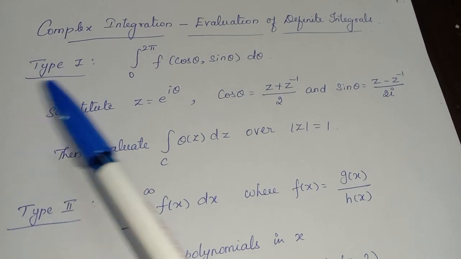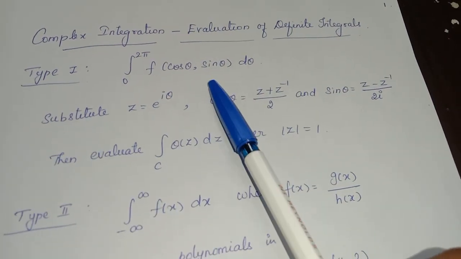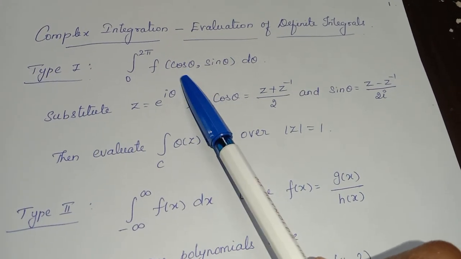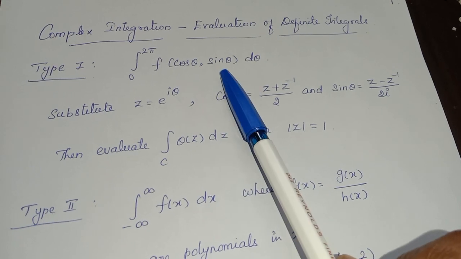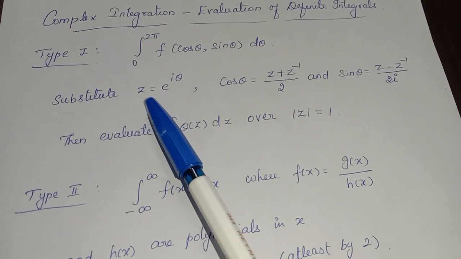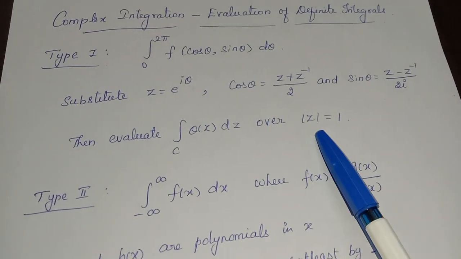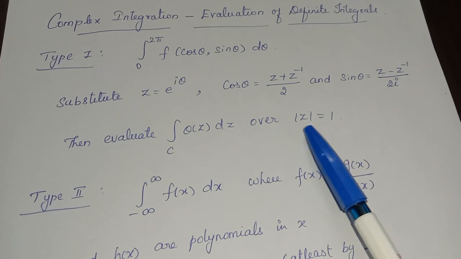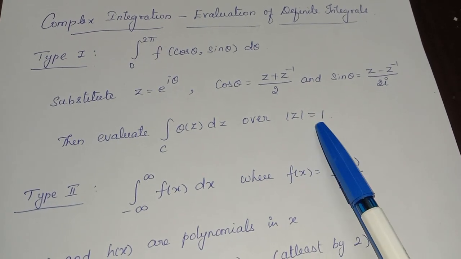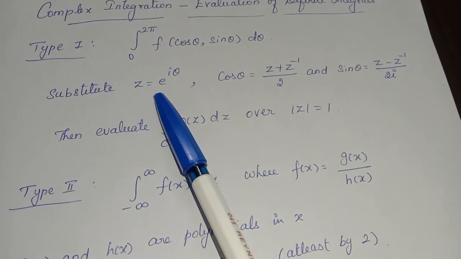The first type is integral 0 to 2 pi f of cos theta, sin theta d theta. That is, the integrand is a function of sin theta and cos theta. In that case, the substitution we are going to make here is z equal to e power i theta over the unit circle, mod z equal to 1. Mod z equal to 1 means what? Unit circle with center at origin and radius equal to 1 unit. So this is the substitution we are going to make.